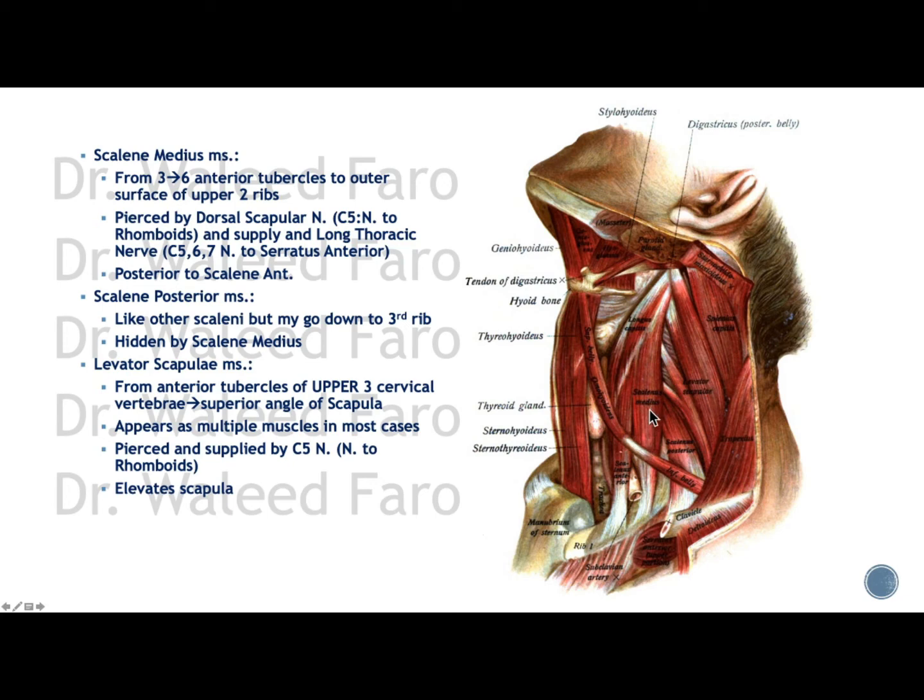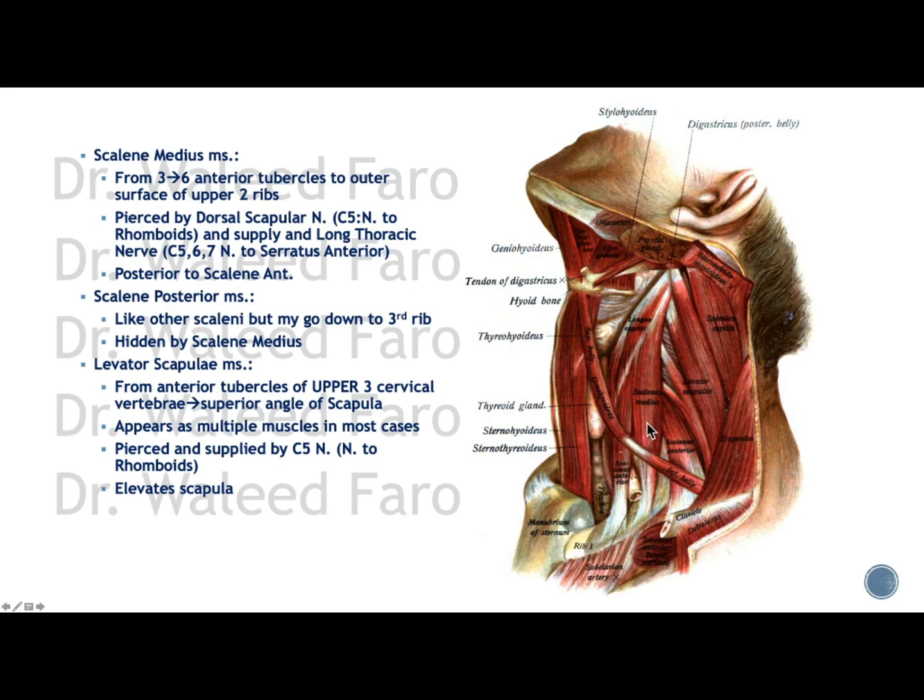First of all, it's pierced by the dorsal scapular nerve. You'll see a nerve coming out of the muscle and going back, piercing the levator scapulae and continuing backwards. This is called the dorsal scapular nerve or nerve to rhomboids muscle, dorsal scapular nerve.